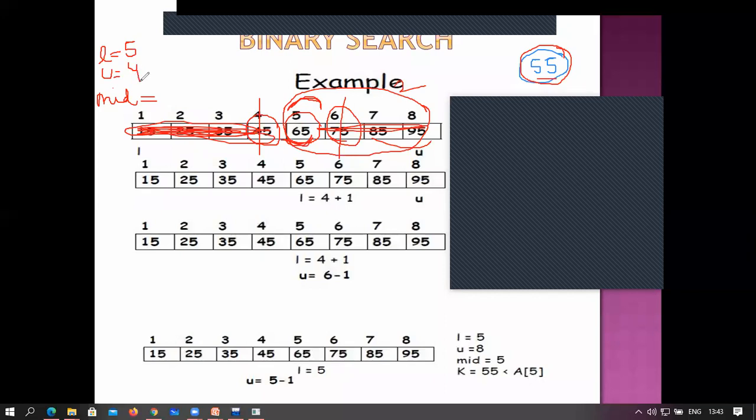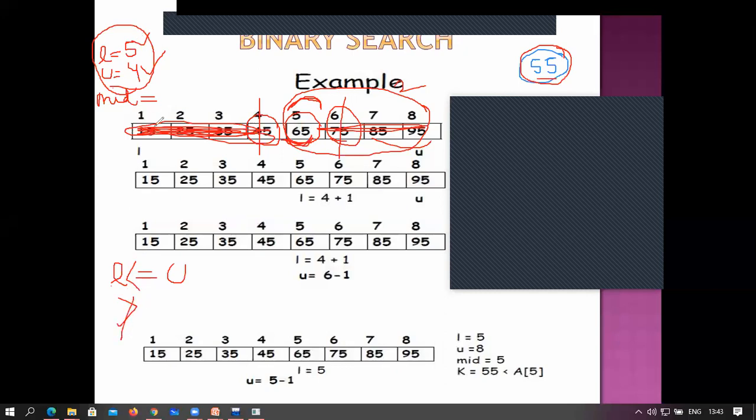Clear? Yes, ma'am. Now, is it possible that in an array your lower bound is 5 and upper bound is 4? Is it possible? No, ma'am. So you need to remember that within an array, the lower bound can be either equal to the upper bound or lesser. Lower bound can't be greater than upper bound.